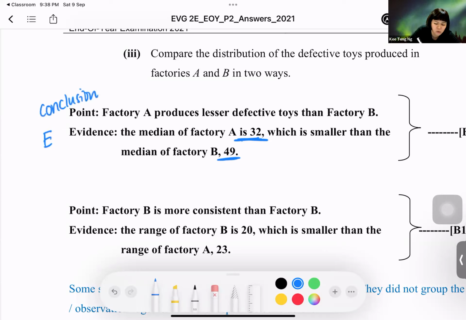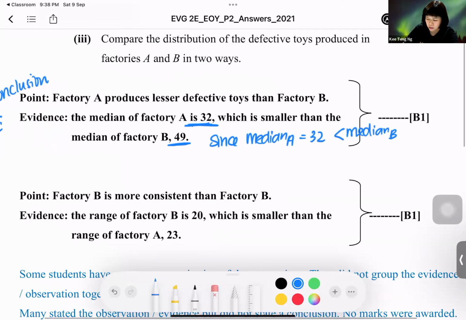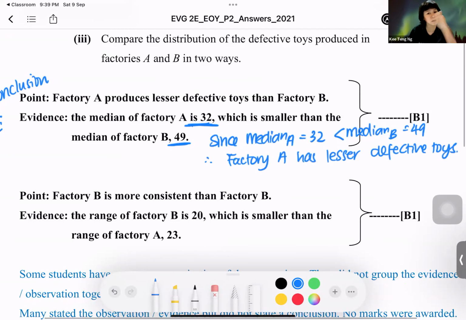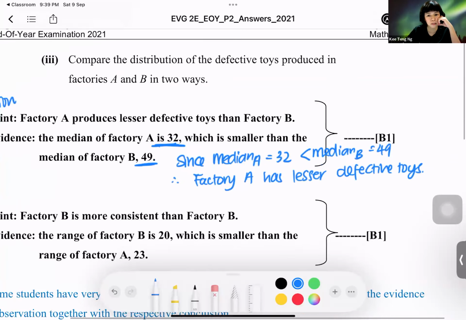For me, I write the other way around, but as long as you explain the evidence, quote the evidence, and give the conclusion, it should be fine. So usually I'll say since median A equals 32, smaller than median B equals 49, therefore factory A has fewer defective toys. Okay, so first one, I compare the performance of the whole thing.